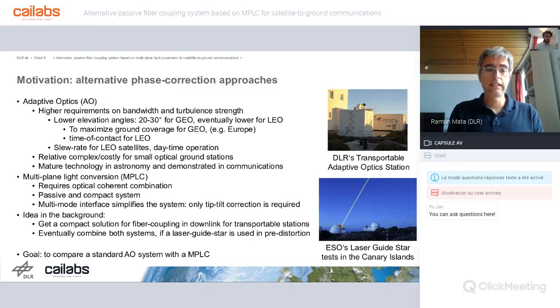So the idea in the background is then to get a compact solution for fiber coupling in downlink, for transportable stations, and eventually also combine both systems, combining adaptive optics and multiplane light conversion to achieve as reliable fiber coupling as possible. So our goal here in this measurement campaign was to compare both systems and see how the performance looks.